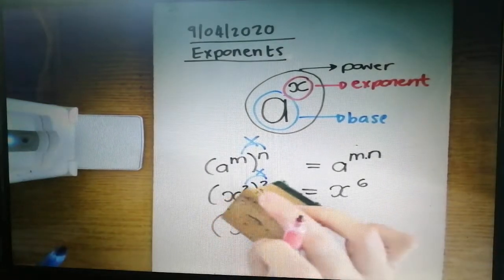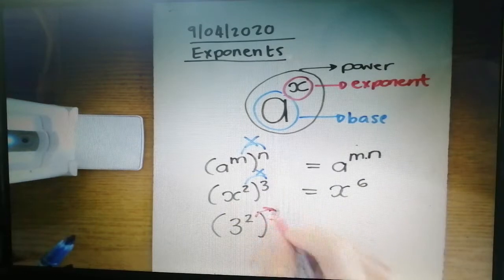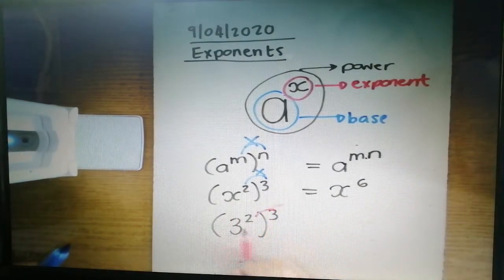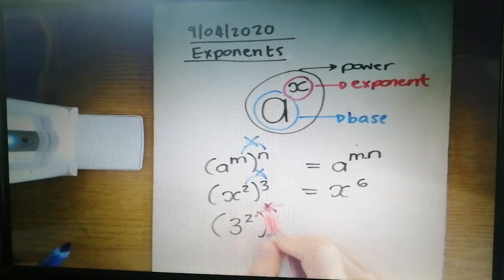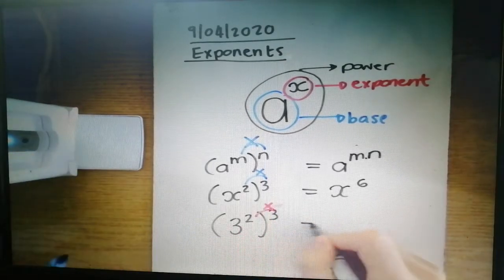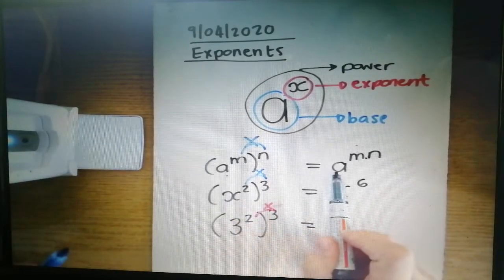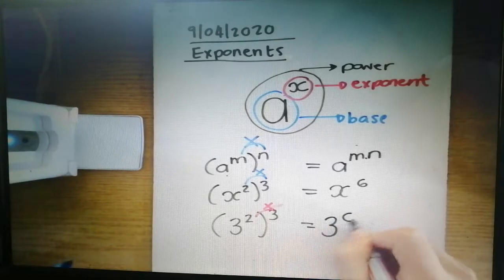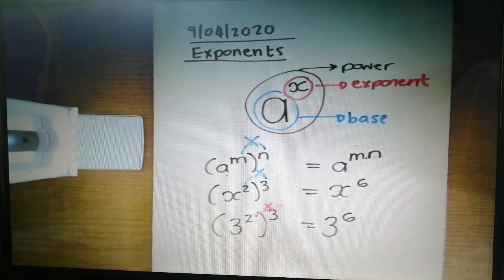That is wrong, okay? Powers only distribute to powers. So this little exponent must go to the exponent, not to the base. And that's where my multiplication happens. So this stays. Keep the base, just like you did here. You kept the base, you multiplied the powers. So you keep the base and you multiply the powers.